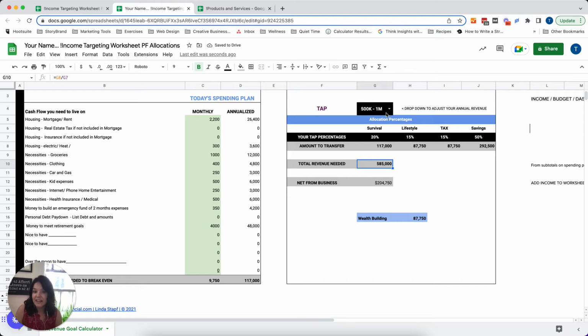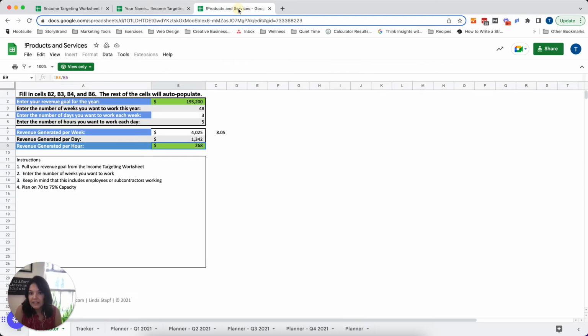like 585 here, because I changed that, we're going to be allocating different percentages to the business owner, tax account, operating expenses based on the revenue that I'm bringing in. So if it's 585, that is the number that I end up entering over here into the green cell on this products and services spreadsheet.